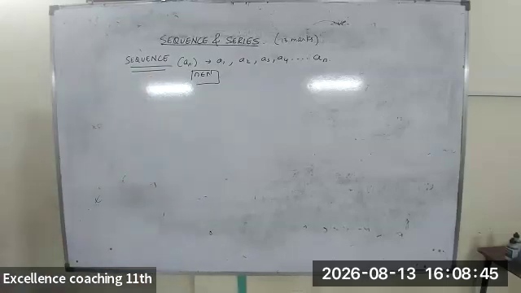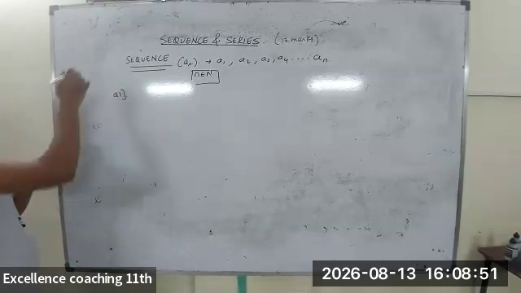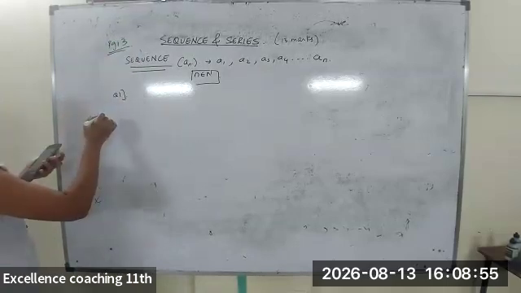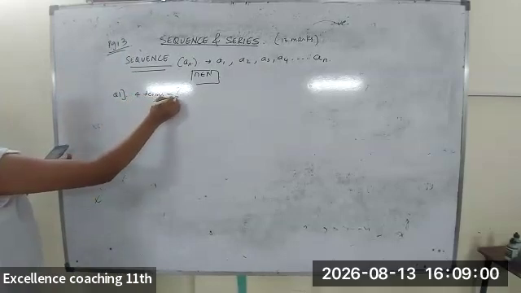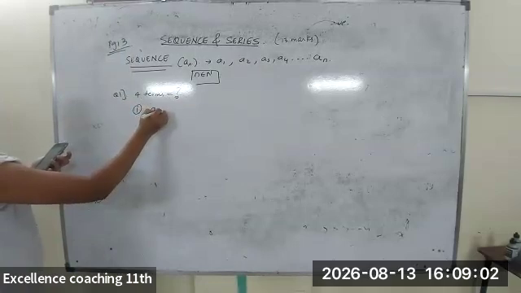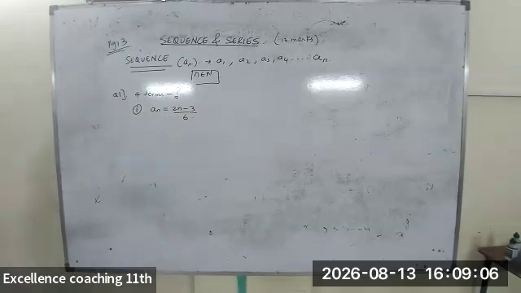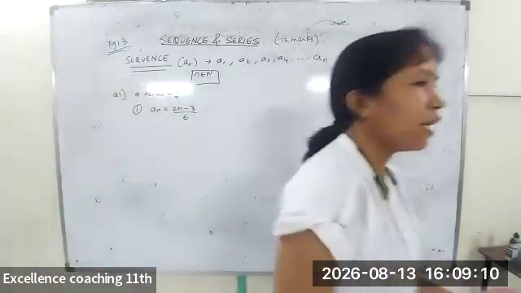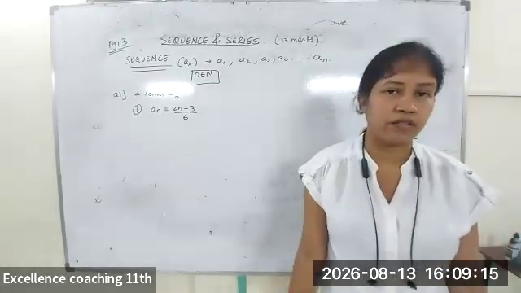So no definition, nothing to learn by heart. Only the question which can come based on that is question number one on page number 13. Find the first four terms. That means you have to put n as 1, 2, 3, and 4 over here and calculate the values.